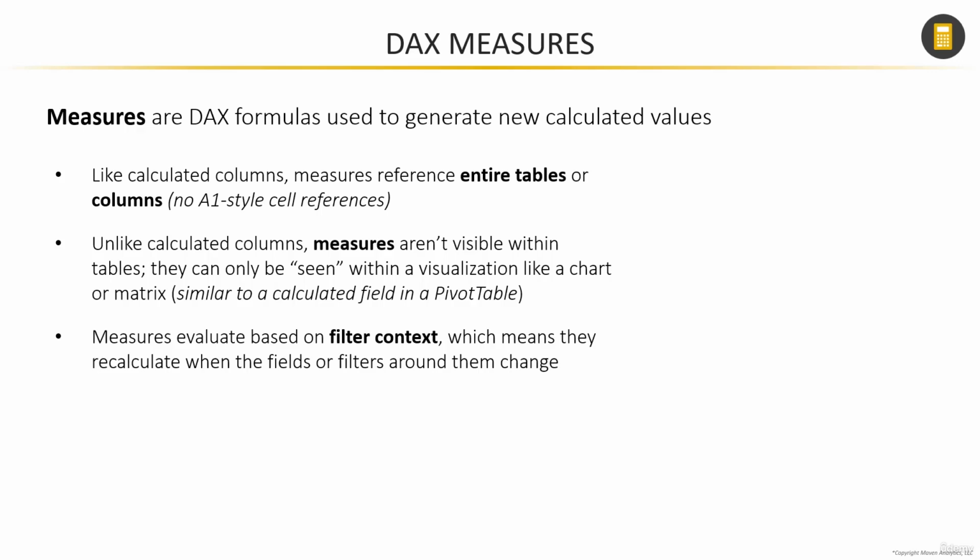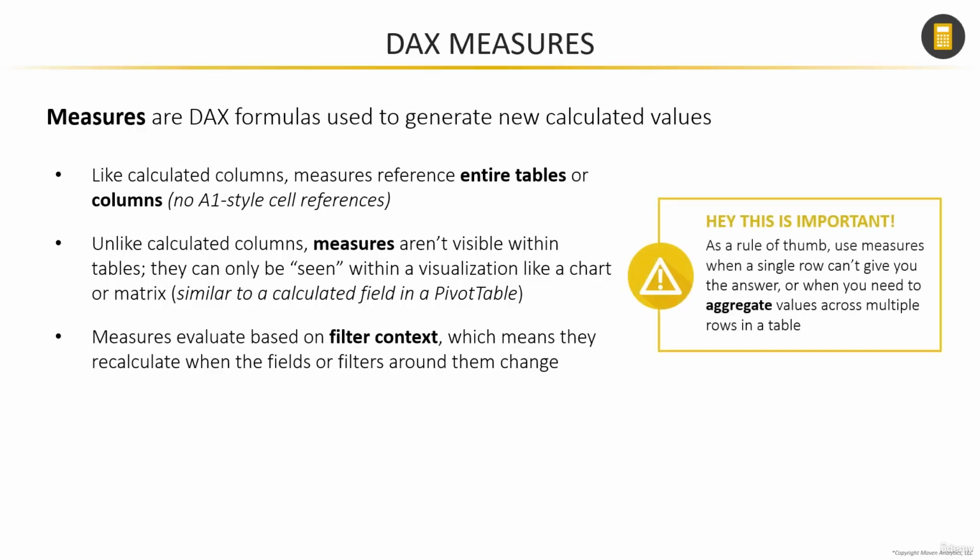So we just saw that calculated columns are evaluated based on row context. Measures are evaluated based on filter context. And it's super important to understand the difference between these two. It's a little bit of a tricky concept to wrap your head around initially. What I mean by this is that the values that measures take constantly recalculate whenever the fields or filters around them change. So if you drag a new field or dimension into the row or column labels of a matrix, or if you apply new filters to a report, in each of those cases, you're changing the filter context and you're changing the value that that measure should return.